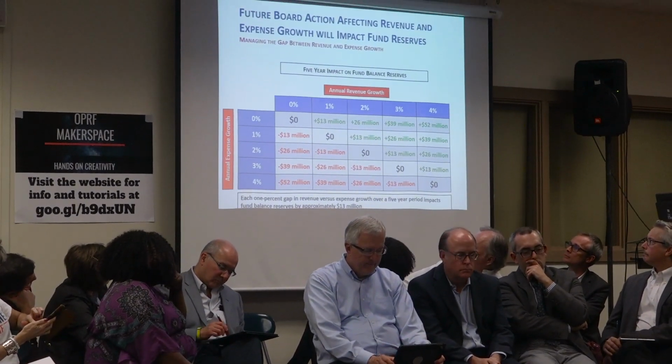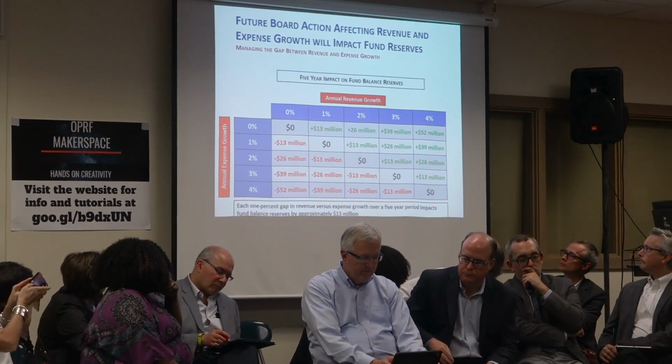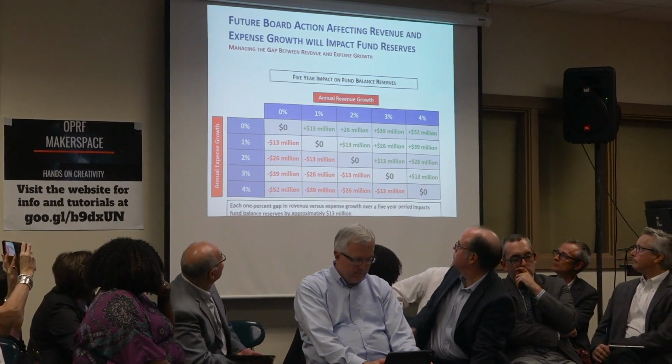Across the columns is the average annual revenue growth over the next 5 years, and the rows on the bottom are annual expenditure growth over the next 4 years. So I'm going to use an example.